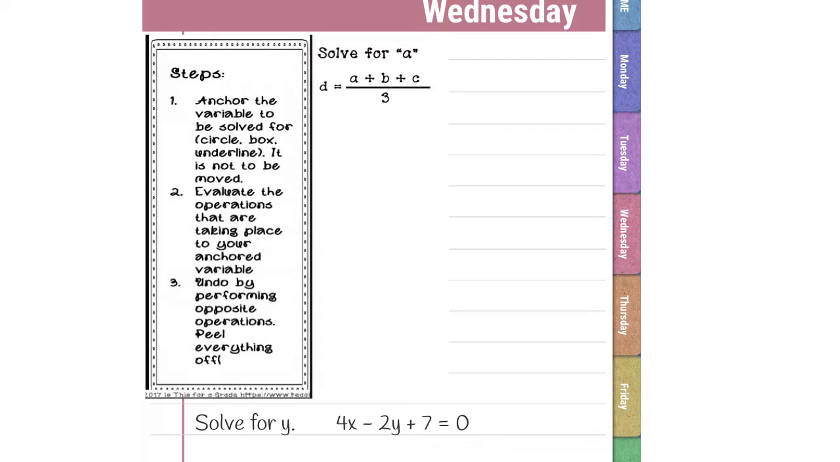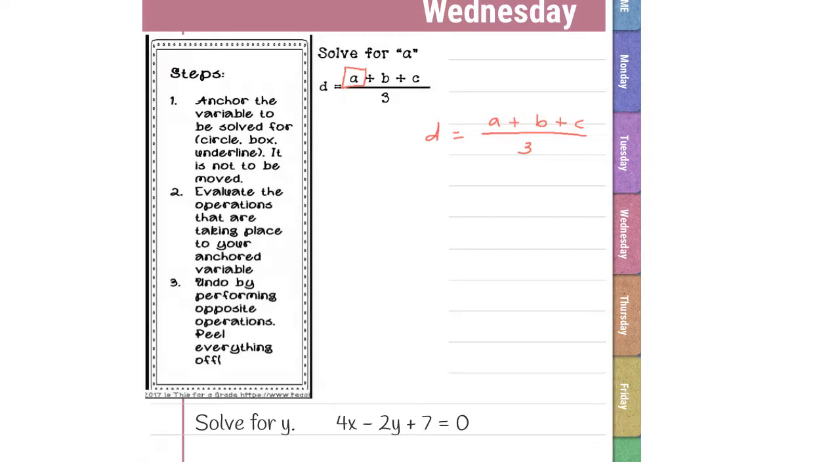So we have the same steps that we had before for one-step equations as well as two-step equations. So we're going to continue following those steps. Step 1 is to anchor the variable to be solved for. This one says solve for A, so I'm going to box in that A. And I'm going to write it over here just so that I have more space. D is equal to A plus B plus C over 3.